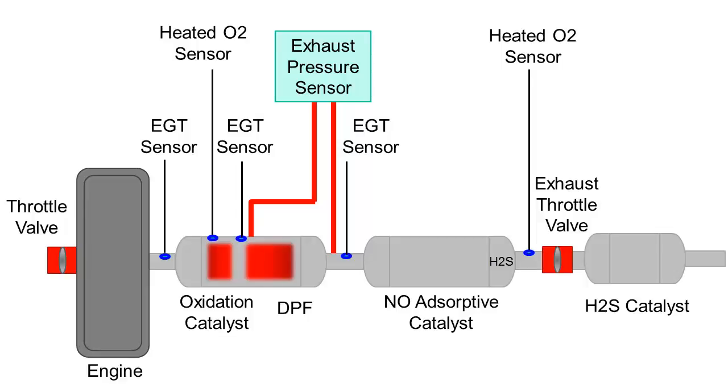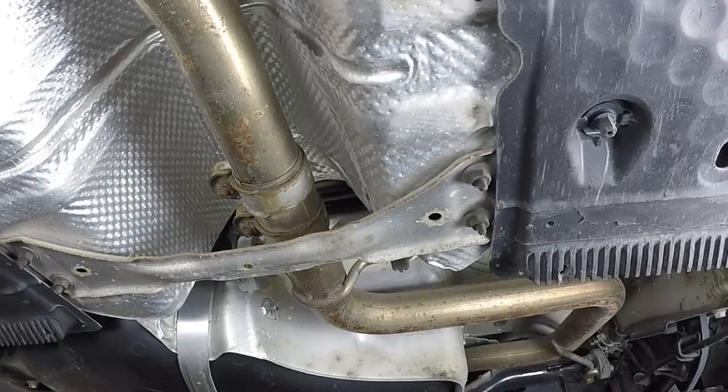A byproduct of this mode is hydrogen sulfide or H2S. It's very poisonous, produces a foul rotten egg odor, it's highly flammable and explosive. H2S or hydrogen sulfide is converted into SO2 or sulfur dioxide by the converter. Exhaust emission control is complete, and the remaining gases continue on to the muffler.